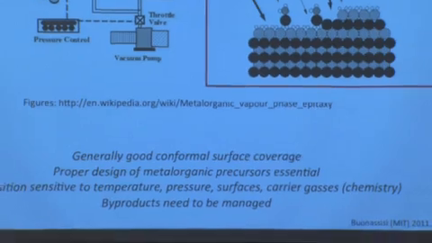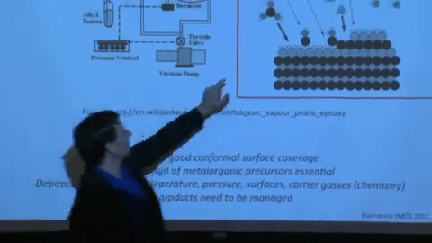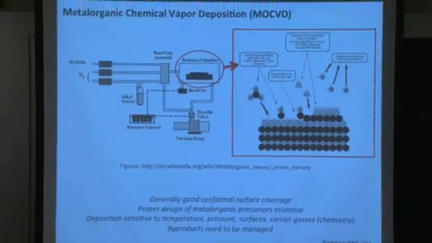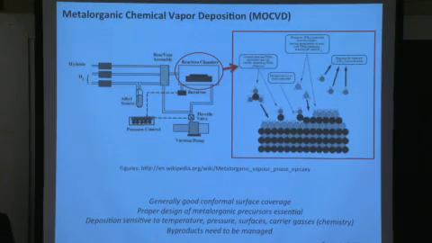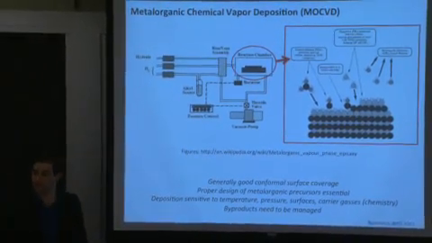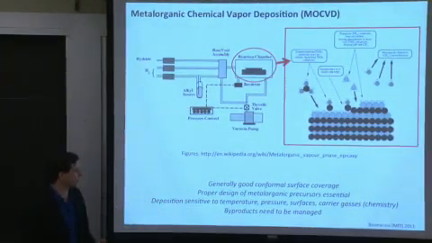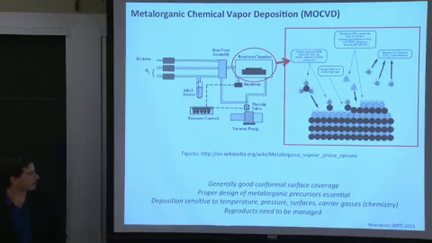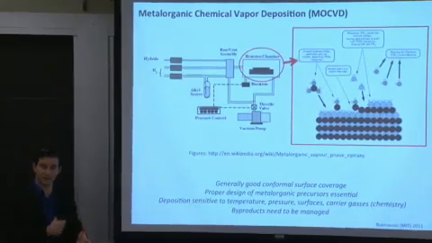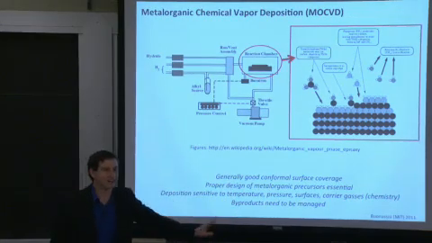Okay, so the proper design of metal organic precursors is essential. You can easily see how if you change the molecule that you're bringing in, all of a sudden now your reaction temperatures are changing, the rate of deposition is changing, right? And you have to optimize your growth process all over again. So part of the trick of doing good MOCVD is knowing your chemistry, being able to design or synthesize these metal organic precursors. And the deposition process is very sensitive to temperature, pressure, the precise surface orientation and preparation. What carrier gases as well are mixed in with the metal organic precursor that you're putting in. And the byproducts obviously need to be managed. So that's MOCVD in a nutshell.